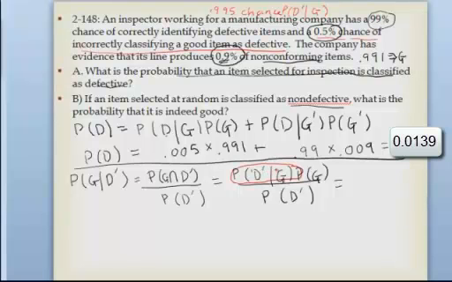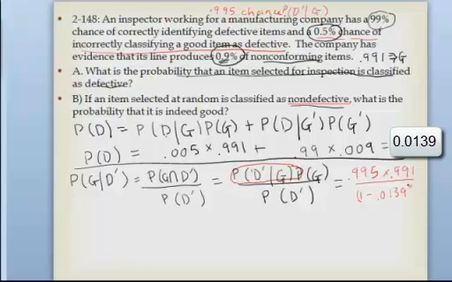Hopefully you can read that. So what I'm trying to say is this number right here is 0.995. And the probability that it is good, we've already looked at that, and that should be 0.991. And now we divide it by the probability that it has been classified as non-defective. And that should be just 1 minus 0.0139 from what we got right up here, right?